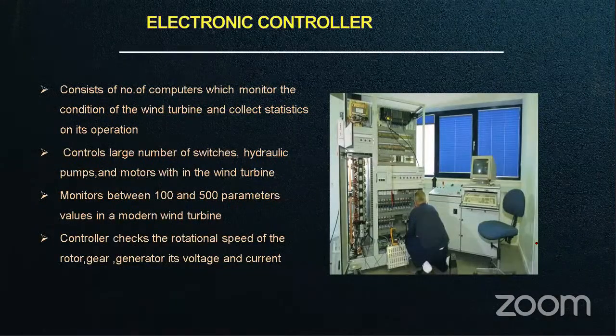This control system has many computers, and this computer controls the entire turbine. Why should we control the turbine? Is there any purpose? Because at low wind speed, it has to try to extract maximum energy from the wind. At high wind speed, it has to limit the power, right?